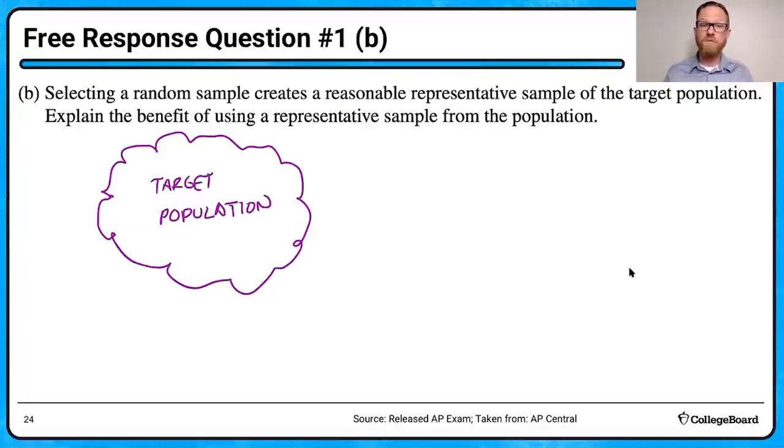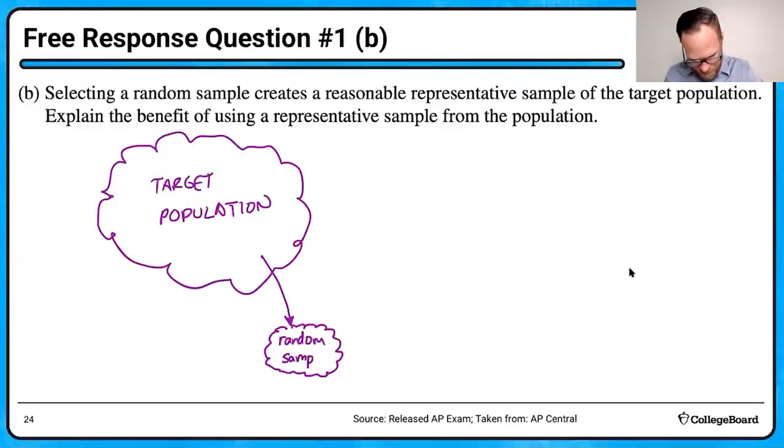Now we are going to take a random sample here and hope that it creates a representative sample. Well, the idea of a representative sample is that it looks like the larger population. So I'm going to draw a smaller cloud here, which would be our random sample. And because this is a smaller cloud and it looks like the bigger cloud, any data that we collect from the random sample should be representative of the larger population, allowing us to then do some inference about the population, taking what we know from our sample and making some inference about the larger population.